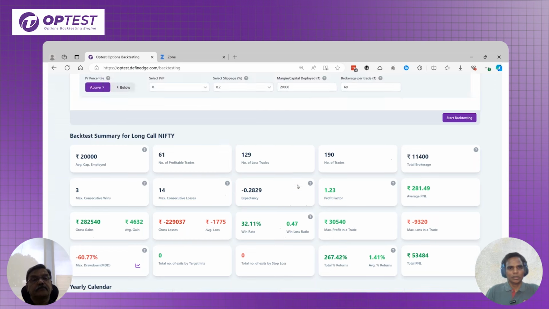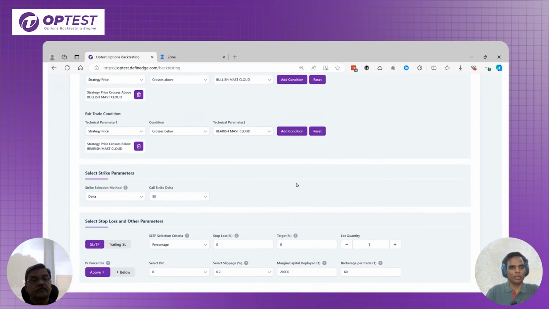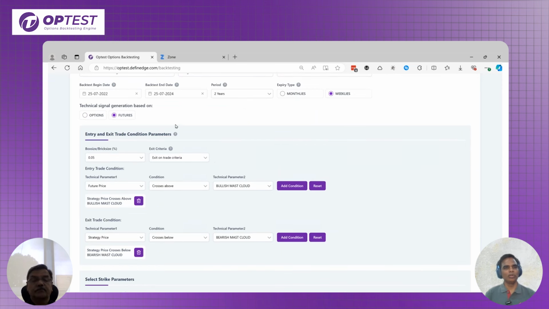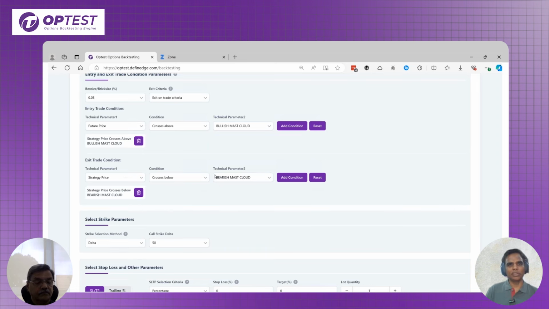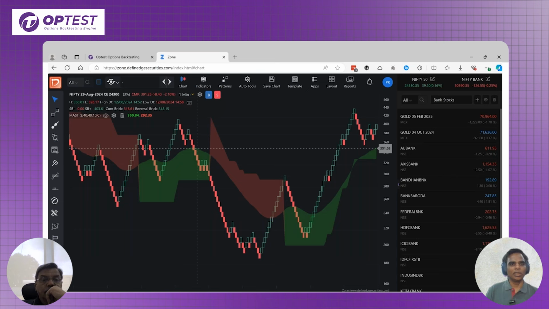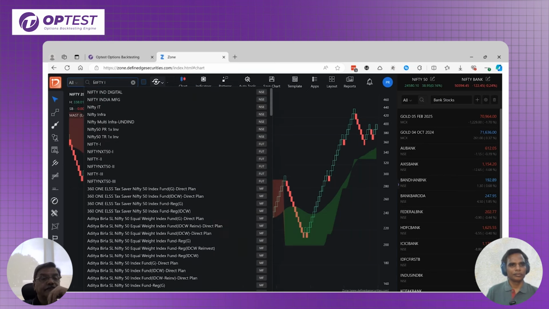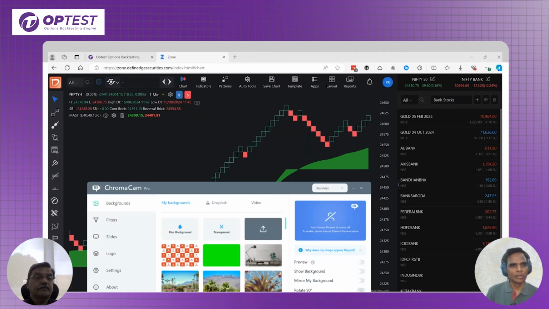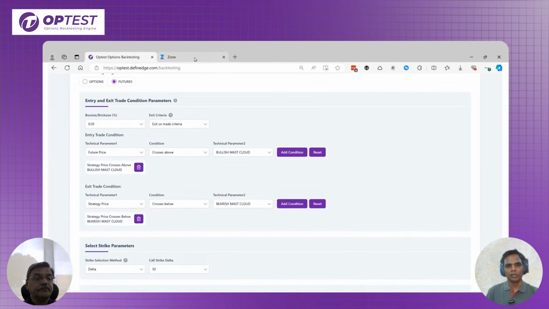So that is for Renko with options. Similarly, you can also do it on futures. So for example, you want to enter: exit and trade criteria, future price crosses above bullish cloud; exit trade criteria, bearish cloud; and you just do long call. So instead of doing it here, we are doing it in Nifty futures. Nifty will be 0.05% brick size. So here we go and change it to 0.05. So it will look like this.